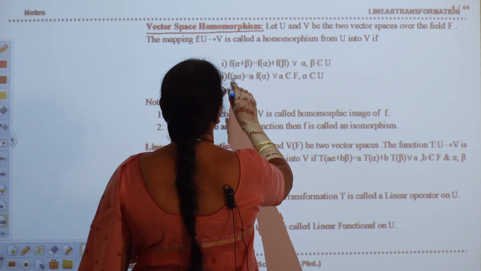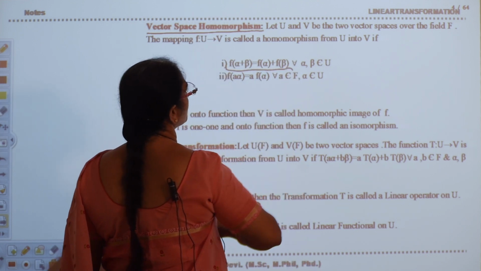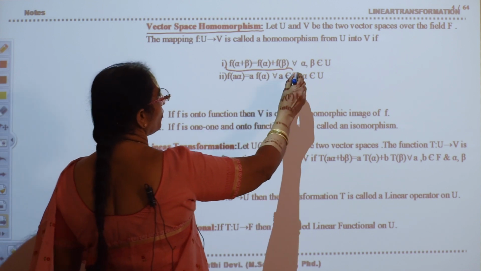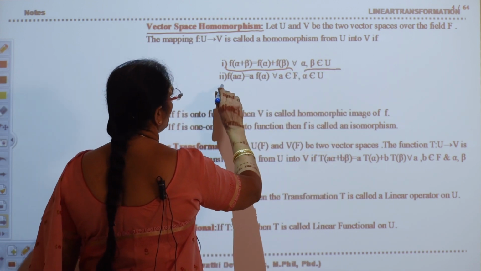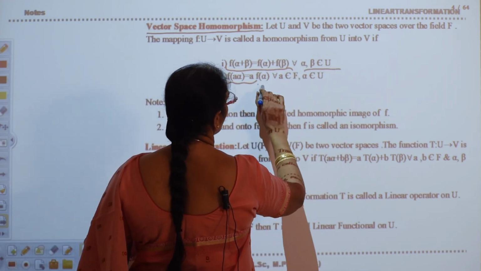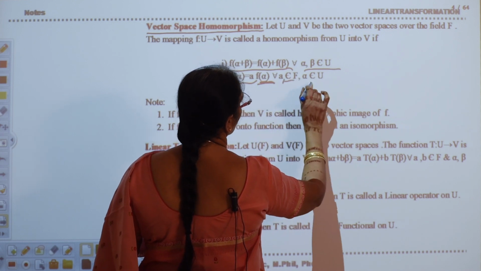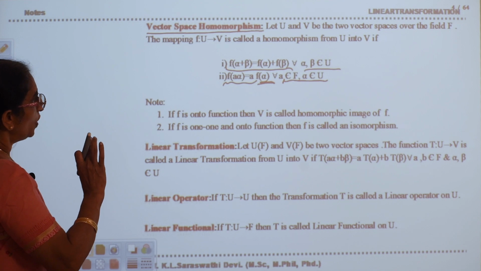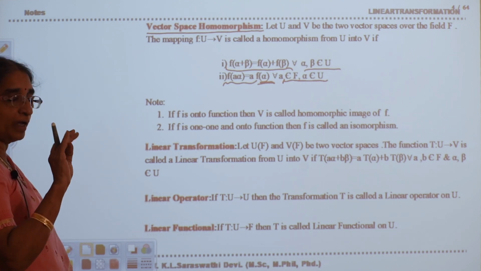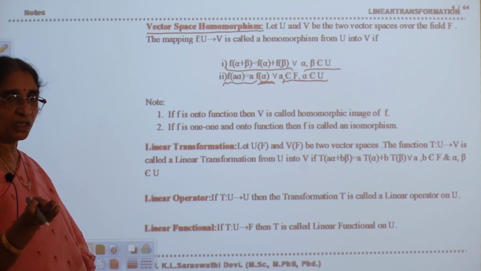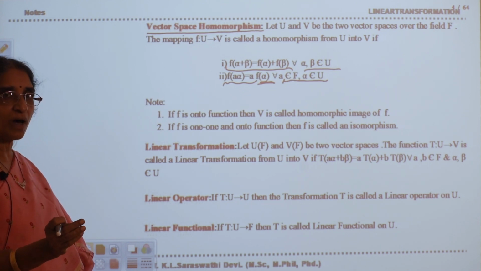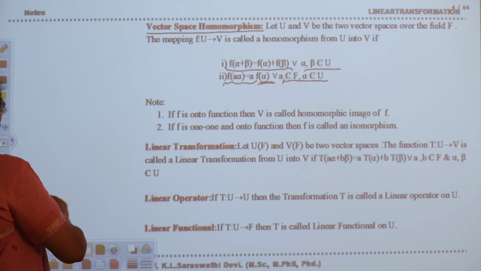such that it satisfies two properties: f of alpha plus beta is equal to f of alpha plus f of beta, for every alpha, beta belonging to U; and f of a alpha is equal to a into f of alpha, for every a belonging to F and alpha belonging to U. If these two properties are satisfied by any mapping from U to V, then that mapping is said to be a vector space homomorphism or linear transformation.